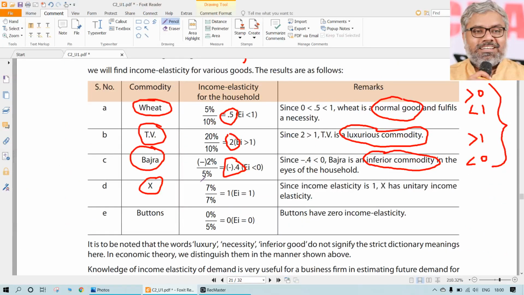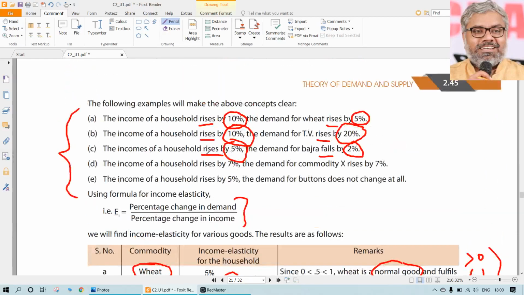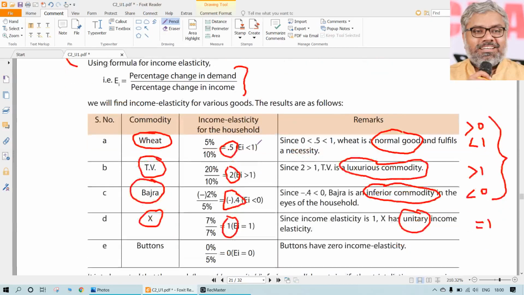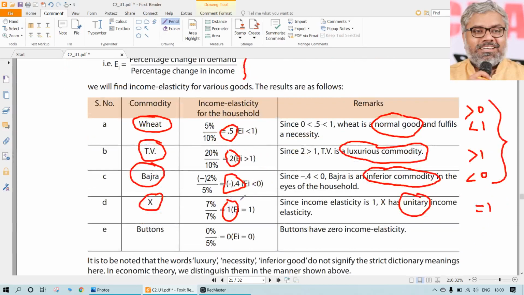Another commodity has no name, but what is the nature of this? Income is increasing by 7%. Demand for the commodity is also increasing by 7%. Exactly the same proportion, both are increasing, which is good. That means it is unitary elastic. Which elasticity? Income elasticity of demand is equal to 1. When it is equal to 1, what do we call that? Unitary income elasticity. That's it. Unitary means unit, 1. So when the percentage change in demand and the percentage change in income are both equal, numerator and denominator are equal, and the resultant will naturally be 1.